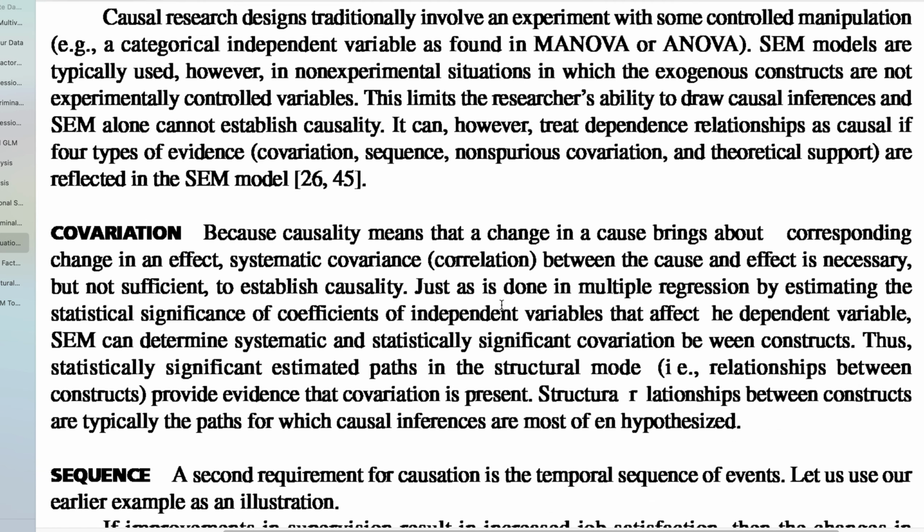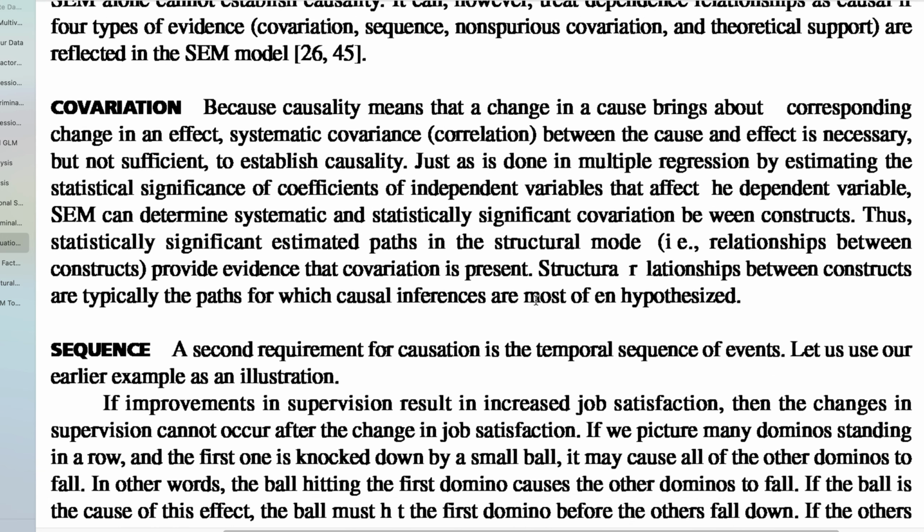about the covariation, because causality means that a change in the cause brings about the corresponding change in an effect. Systematic covariance or correlation between the cause and effect is necessary but not sufficient to establish causality, just as it is done in multiple regression by estimating the statistical significance of the coefficient of an independent variable that affects the dependent variable.